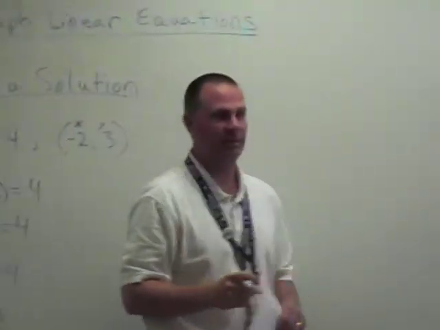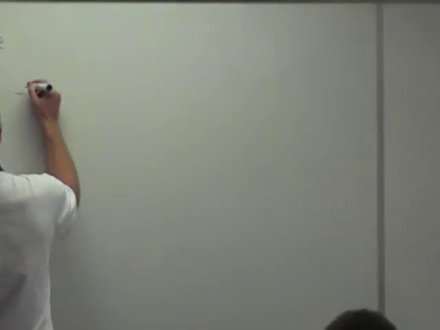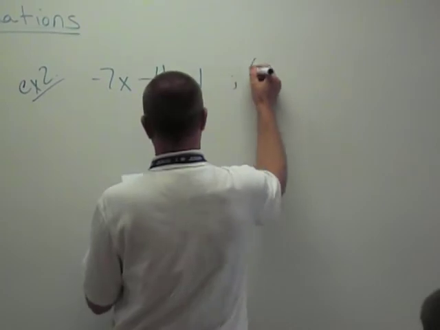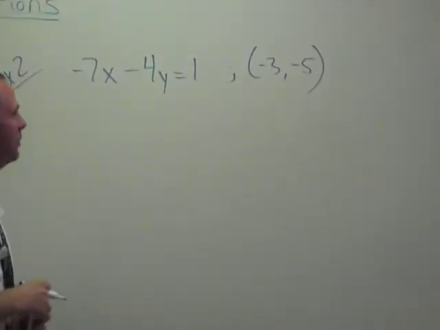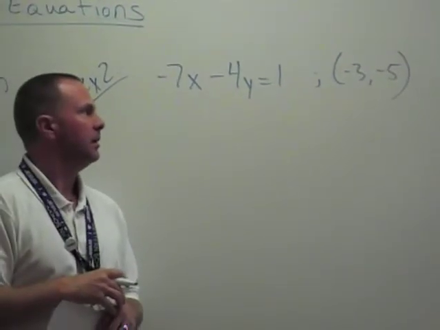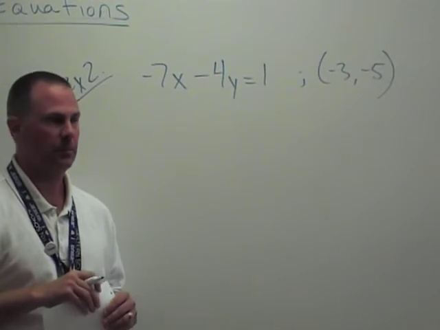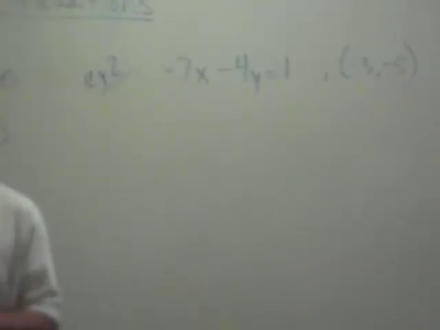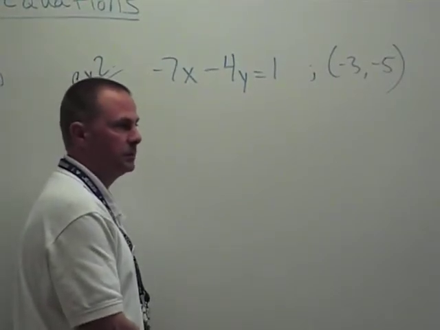Who got yes? Awesome. All right, example 2. Let's try this again. Maybe we can do this one better. Negative 7x minus 4y equals 1. Negative 3, negative 5. Make sure we're zoomed in good enough to see the numbers. Okay, I'll give you 20 seconds here.